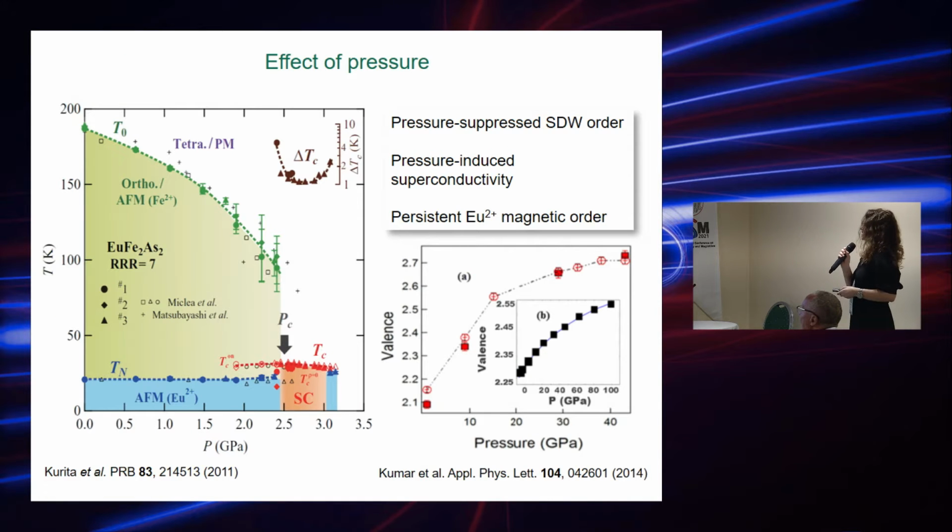The next slide shows us the phase diagram, the effect of pressure for this compound. What we can see is that with increasing pressure, the spin density wave order temperature decreases and disappears at this point, and between 2.5 and 3 gigapascals superconductivity appears. What is important, and what we can see here, is that the valence of the europium changes with increasing pressure from 2+ to 3+.